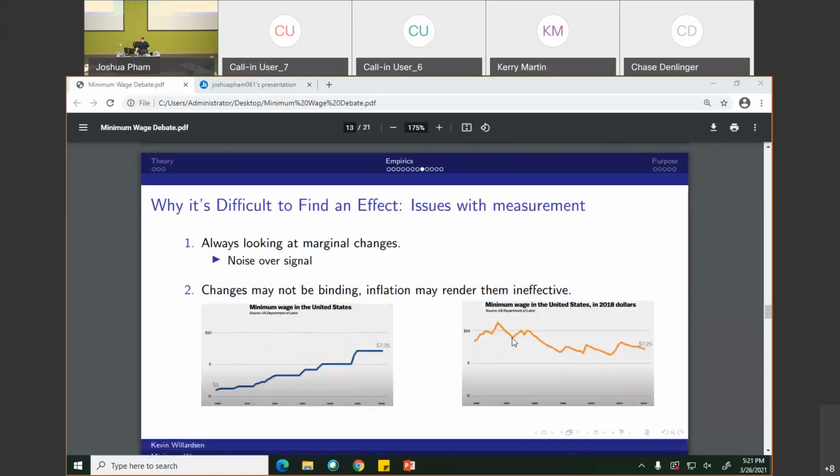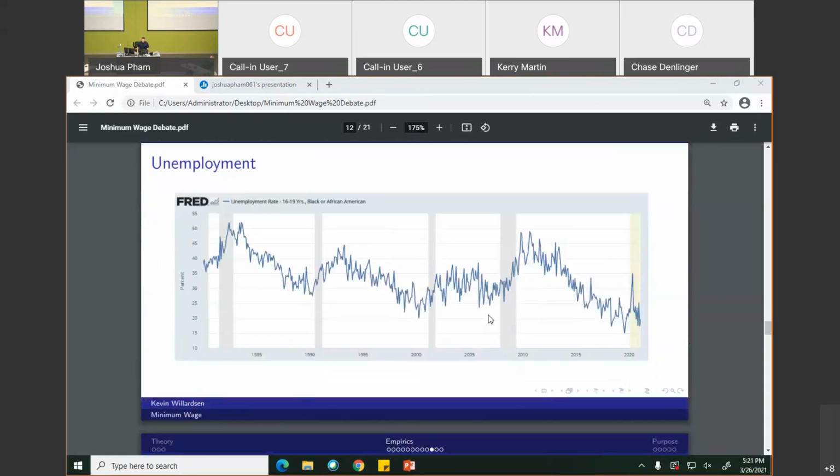So if you jump back to this point here, you can see that the minimum wage in real terms actually falls right about 1980, and that's consistent with a falling unemployment rate.